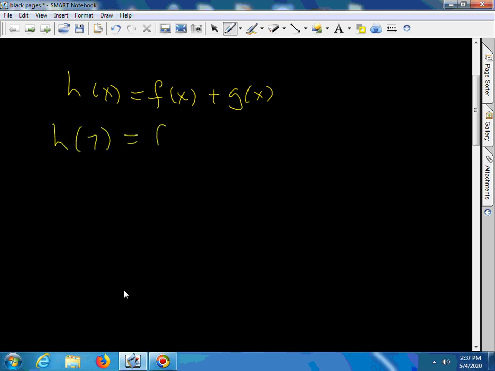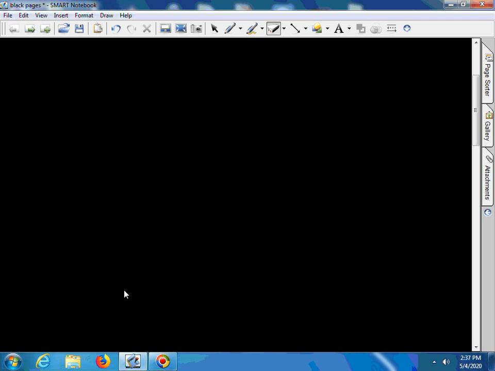We're going to prove the sum and difference formula of functions for the derivative. So for example, if I say that h of x is equal to f of x plus g of x, this would mean that h of 7 is f of 7 plus g of 7. So how about we get right into it? Theorem.